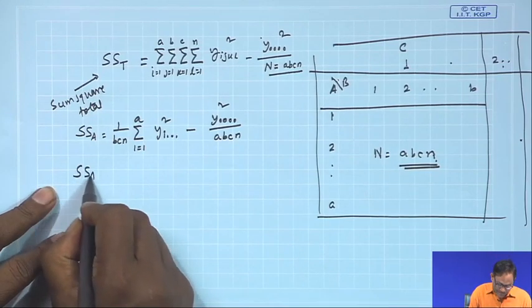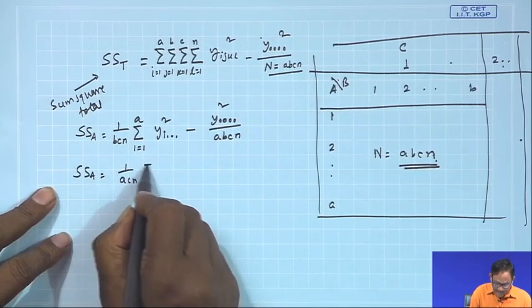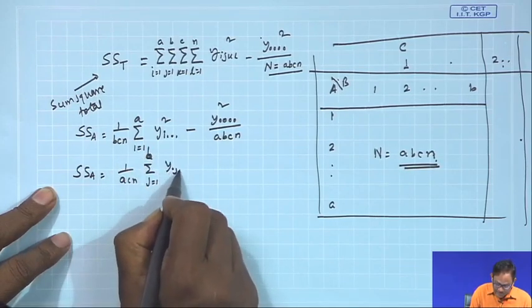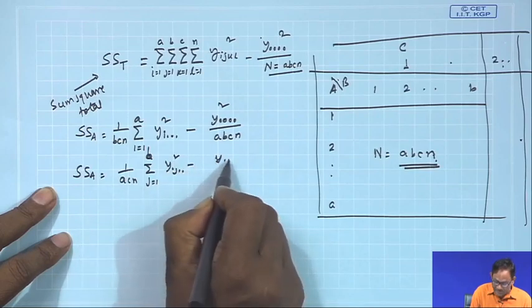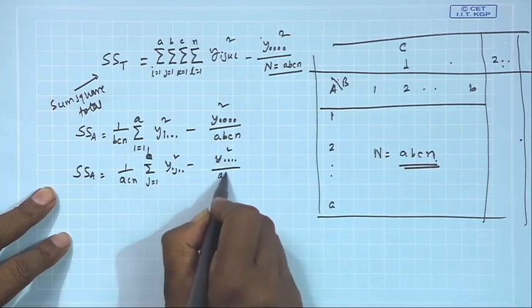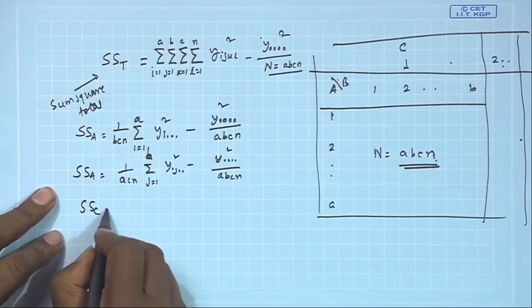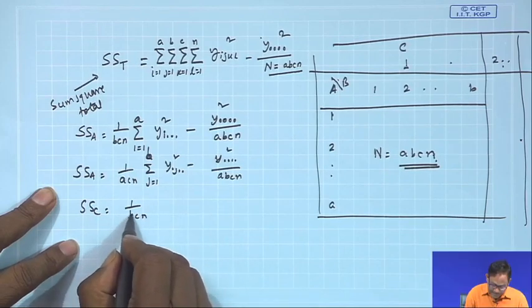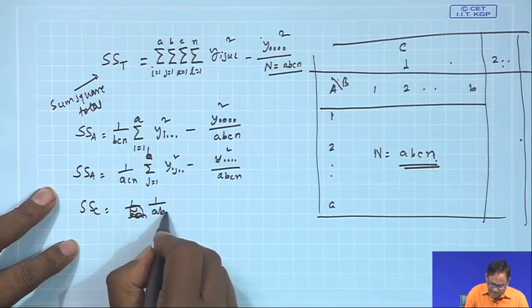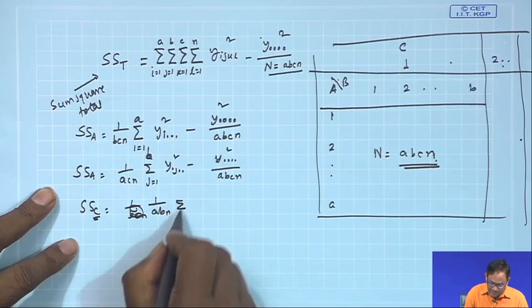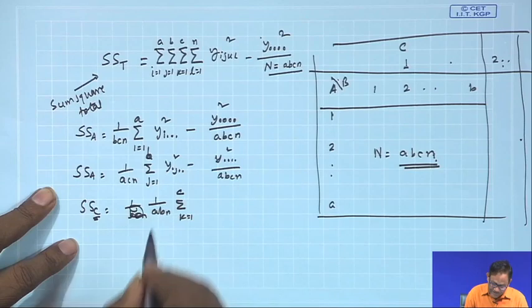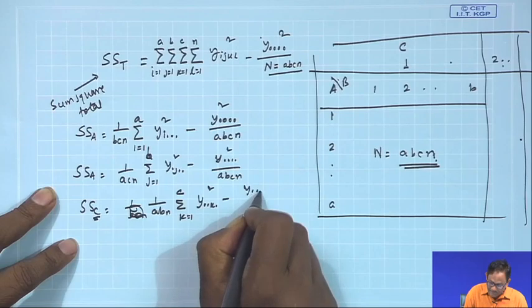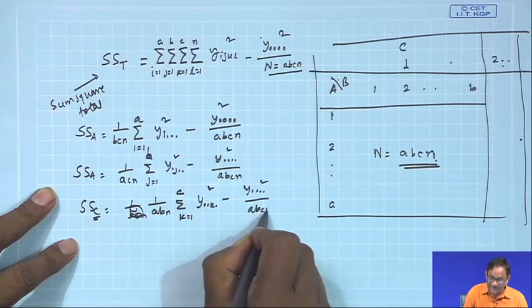Then SSB will be 1 by a c n, sum over j equal to 1 to b of y dot j dot dot squared, minus y four-dot squared by a b c n. Similarly, SSC will be 1 by a b n, not b c n, because this is c, the sum total over k equal to 1 to c of y dot dot k dot squared, minus y four-dot squared by a b c n.